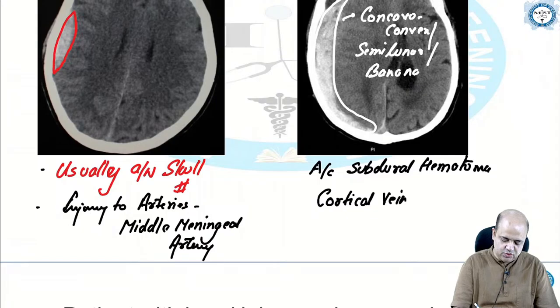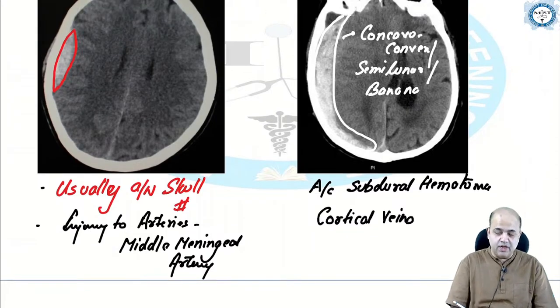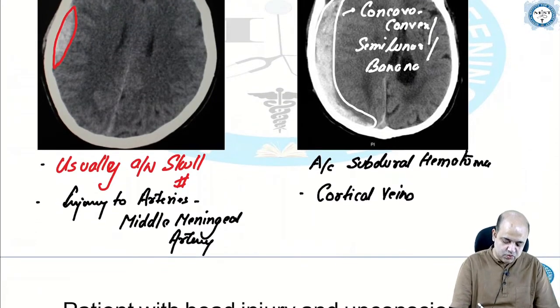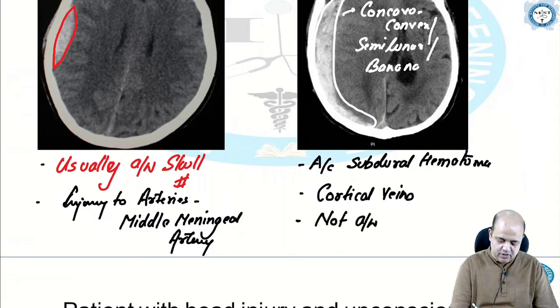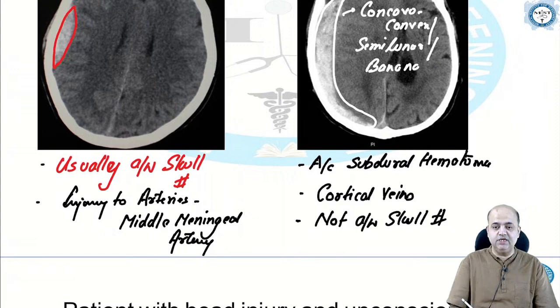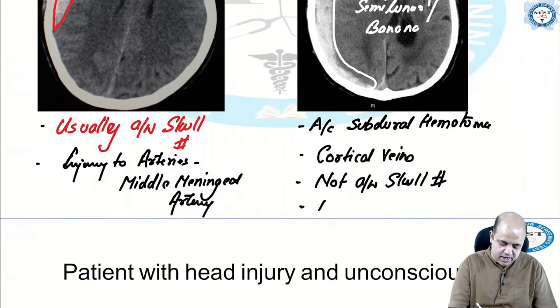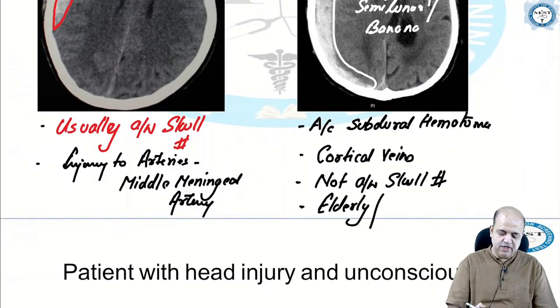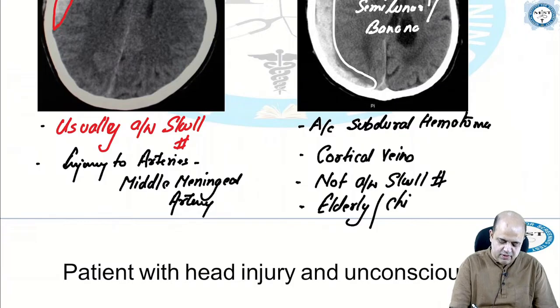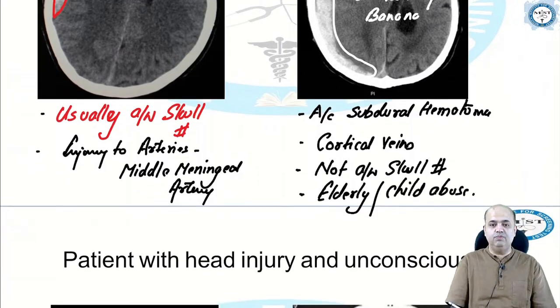The subdural hematoma is usually due to the injury to the cortical veins, and it is not associated with skull fractures. It is seen in young patients in child abuse cases, or in elderly patients. It is also seen in cases of child abuse, battered baby syndrome. Okay.